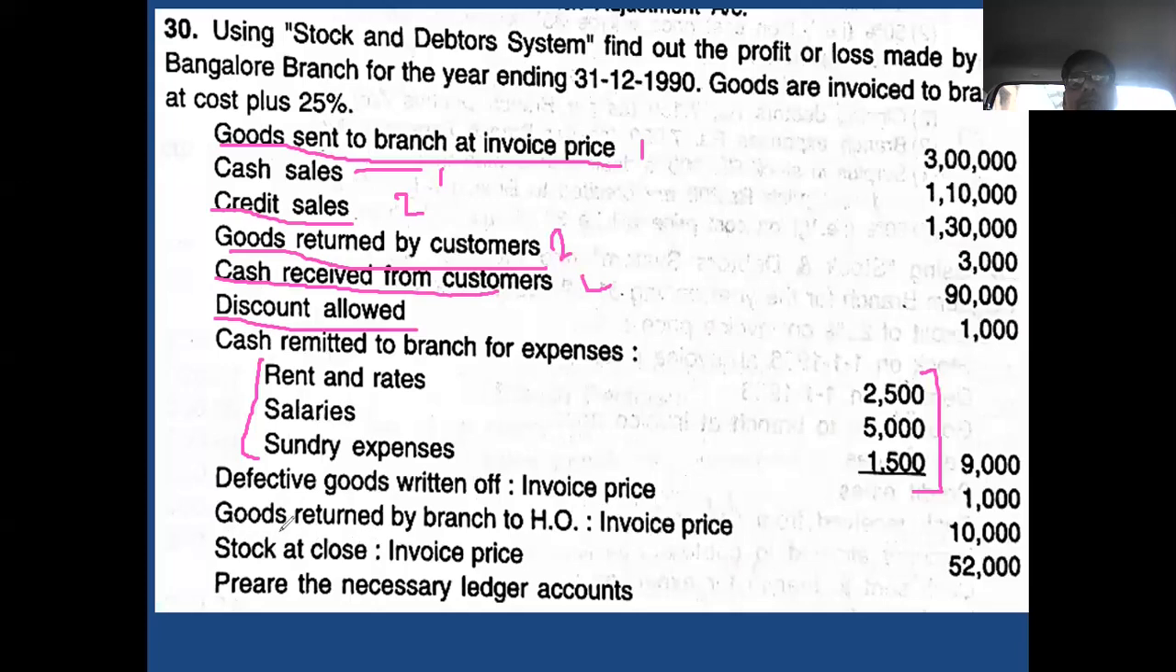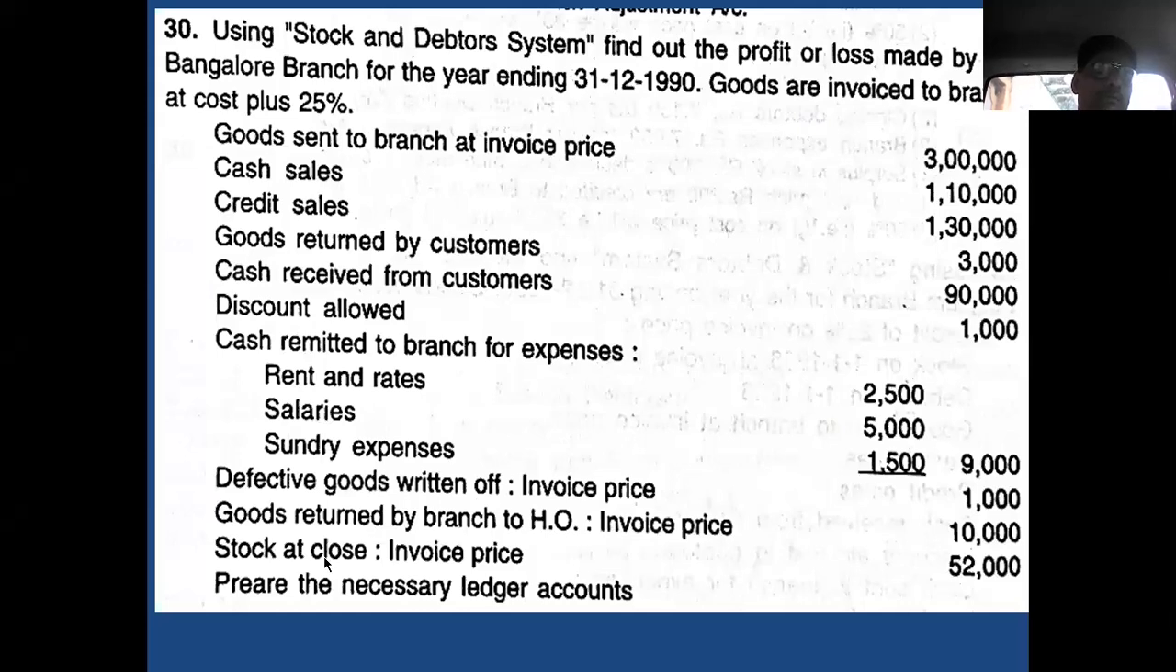Then goods returned by branch to head office is the third item. First item is cash sale, second item is credit sale, third item is goods returned to head office, and fourth is branch adjustment account, that is the deficit. Then fifth is closing stock. You see this, the closing stock is the last item on the credit side.